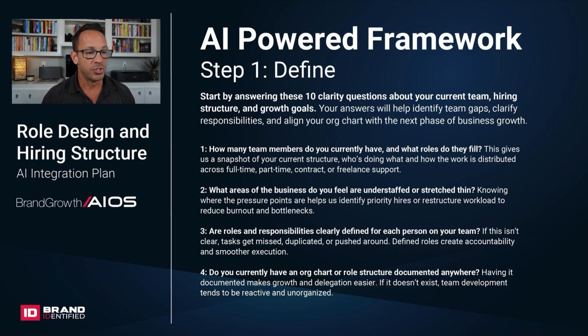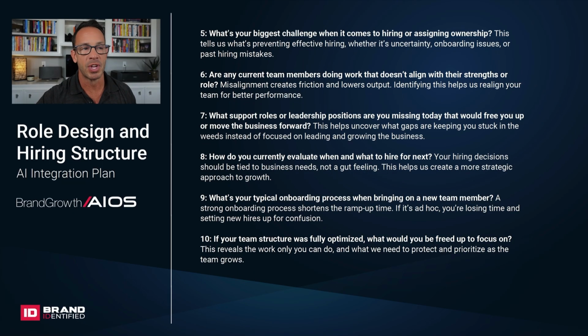Question number 4, do you currently have any org chart or role structure documented anywhere? Having it documented makes growth and delegation easier. If it doesn't exist, team development tends to be reactive and unorganized. Question number 5, what's the biggest challenge when it comes to hiring or assigning ownership? This tells us what's preventing effective hiring, whether it's uncertainty, onboarding issues, or past hiring mistakes.